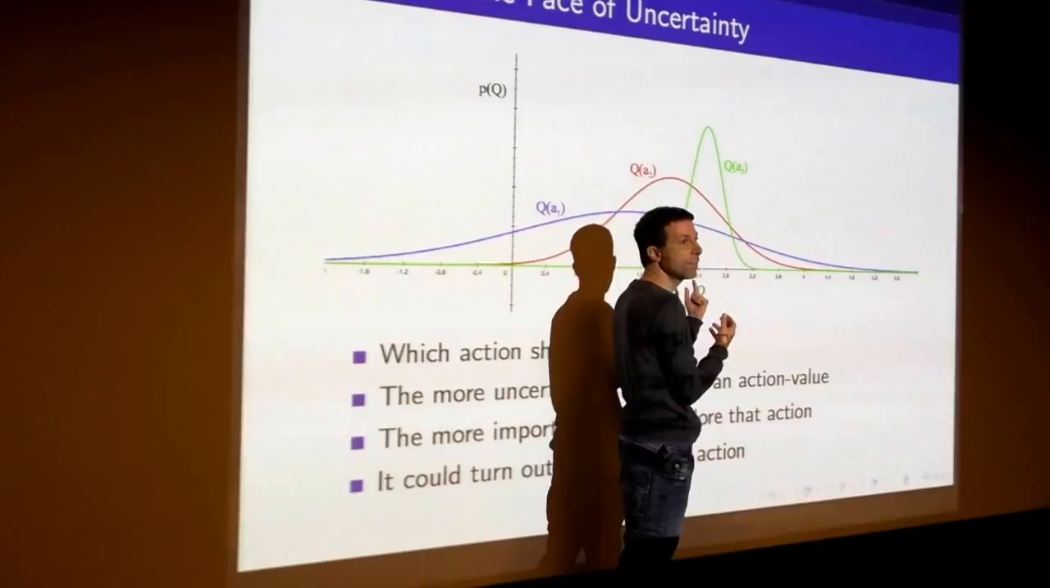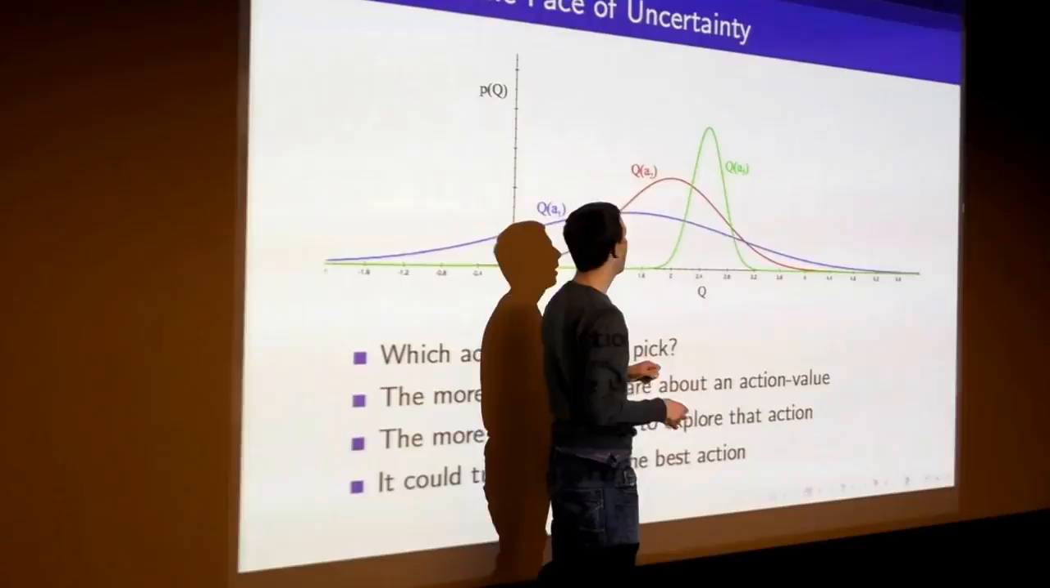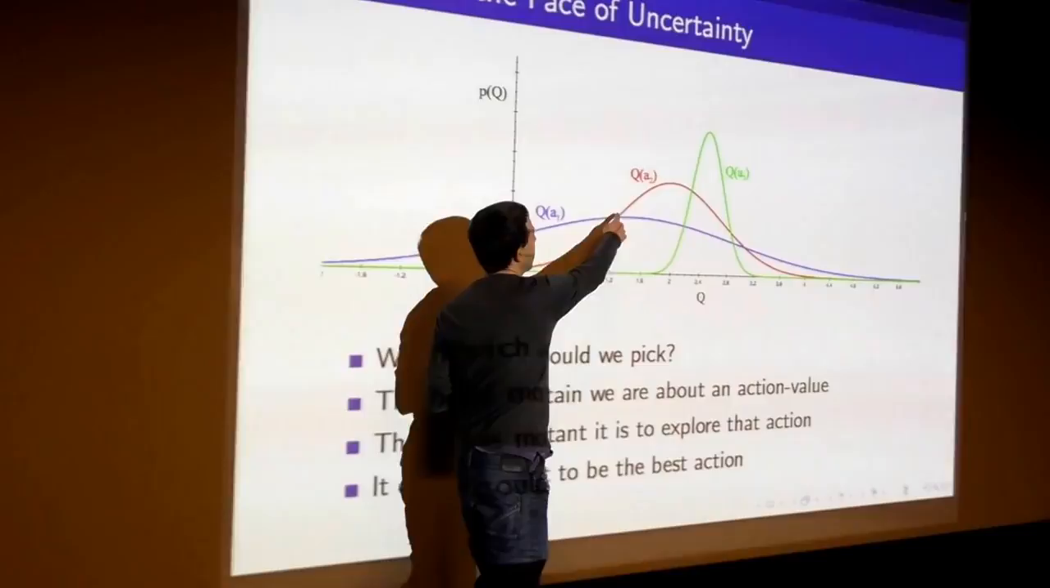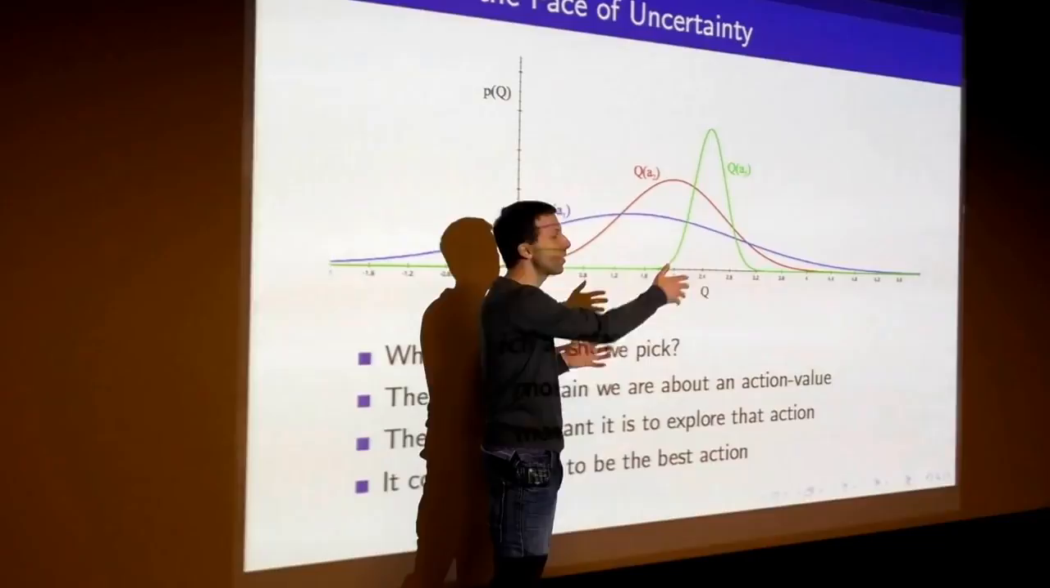We believe that the mean of this arm is somewhere around 2 point something. Whereas this blue one, maybe we've only tried a couple of times and we're really not sure what the mean is. We think it's somewhere around here, but it could essentially be anything. And the red one is somewhere in between. And the question is, which arm should we pick next?